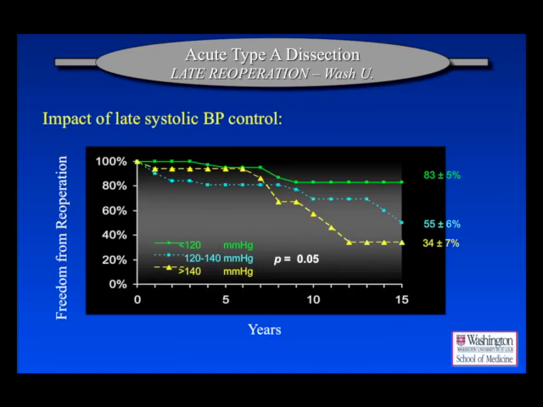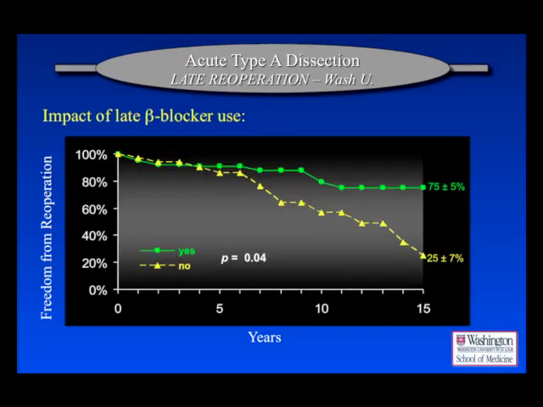We have found that the impact of late systolic blood pressure control is paramount to decreasing the risk of reoperation in the long term. Patients who've had consistent systolic blood pressures less than 120 millimeters of mercury have a 17% reoperation rate, while it increases to almost 65% in patients whose blood pressures are consistently over 140 millimeters of mercury. In addition, late beta blocker use is also very significantly related to the reoperation rate. In patients that take beta blockers, the reoperation rate is only 25% at 15 years, where it increases to 75% in patients who do not take beta blockers.